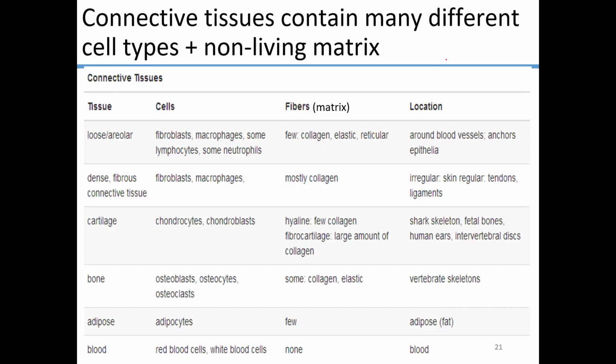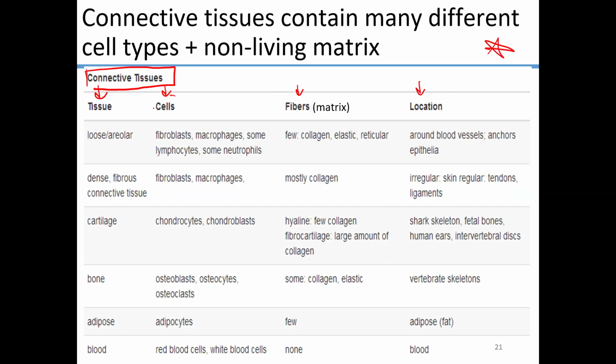So this is going to be the chart that's really important when it comes to connective tissue, because it shows you the type of tissue, the cells associated with that tissue, the fibers, and then the location. This is definitely an important thing to keep in mind, so do whatever you need to do to come back to this in order to identify all of the different types of connective tissues. So again, we have our loose, our dense, our cartilage, our bone, our adipose, and then our blood. These are all going to be our connective tissues.